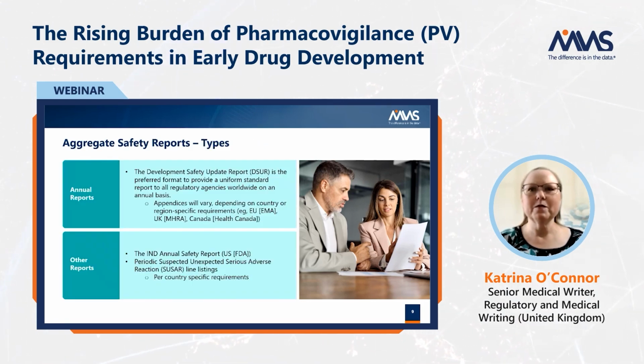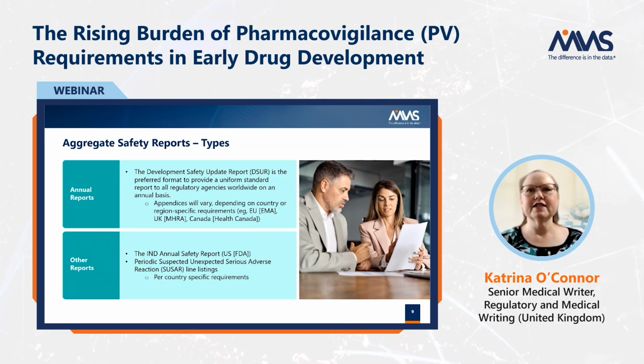The Development Safety Update Report, or DSUR, is the preferred format to provide a uniform standard report to all regulatory agencies worldwide on an annual basis. To conform to individual region and country-specific requirements, standardised appendices are submitted with the main body of the DSUR.